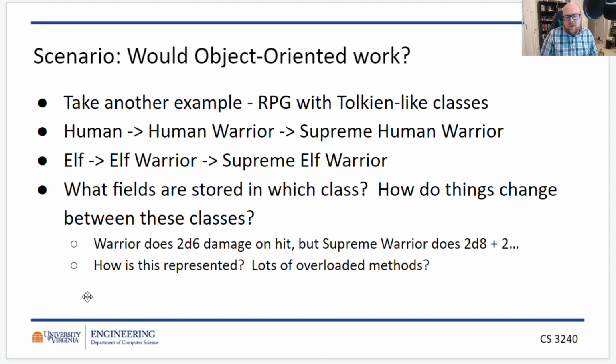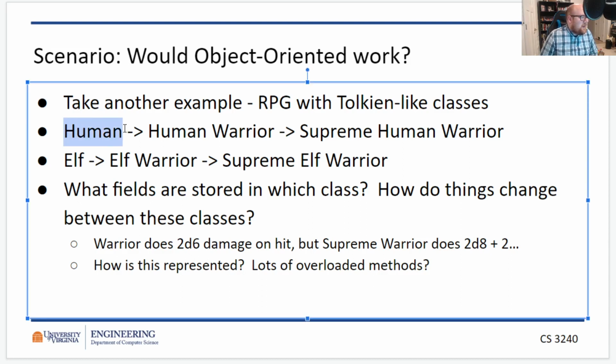Let's consider another example. Let's say we're making a role-playing game with Tolkien-like classes. So human, elf, dwarf. Well, we might have the starting class be human, and then they can upgrade to human warrior. And then they can upgrade to supreme human warrior. And then we could have elf and elf warrior and supreme elf warrior. And these behaviors are similar but different.